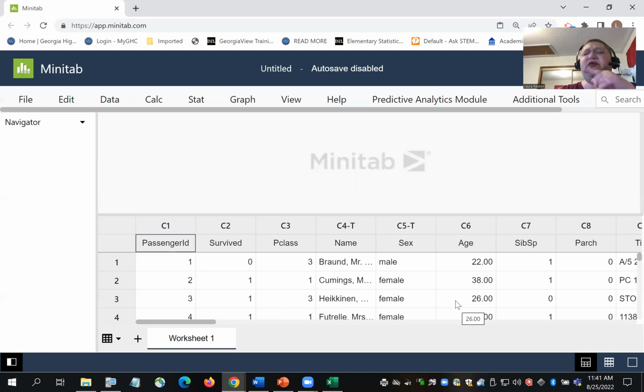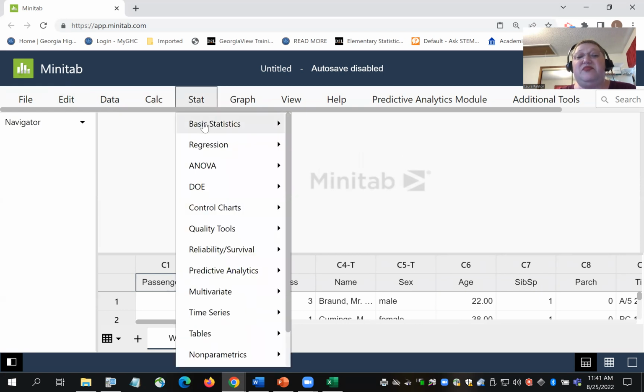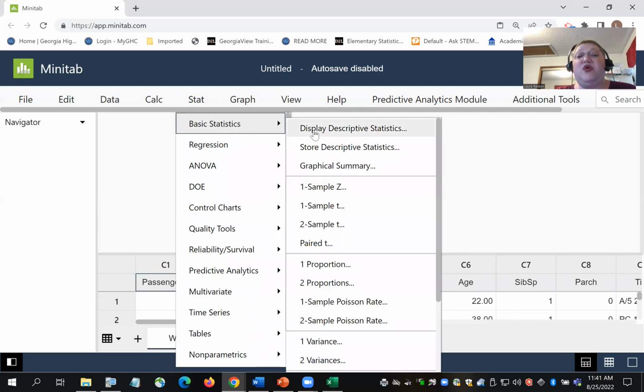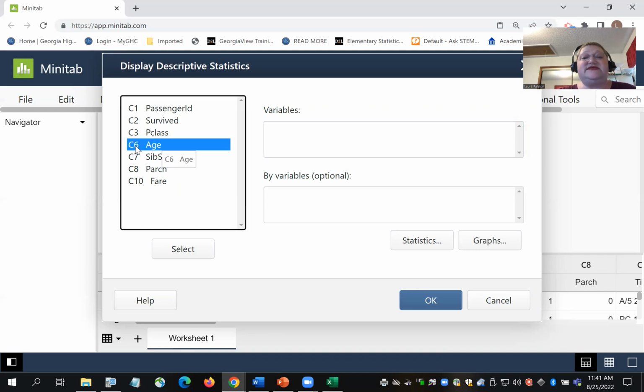All right. I think last time we were looking at age, so I'm going to do age. So we have our data set pulled into Minitab. We want to calculate the descriptive statistics. So across the top at my menu bar, I'm going to go to Stat. I'm doing Basic Statistics, and I want to display the descriptive statistics. The variable I'm using is age, so I'm going to double click on C6.